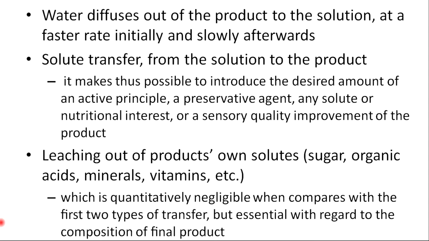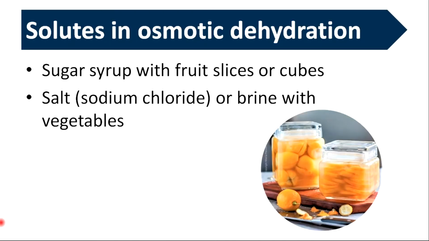And the third one is leaching out of the product's own solutes, which is quantitatively negligible when compared with the first two types of transfer, but essential with regard to the composition of the final product. The two main solutes used in osmotic dehydration are sugar and brine.